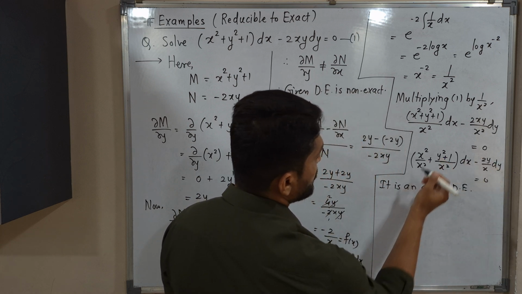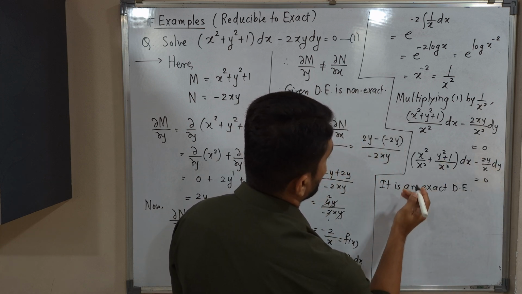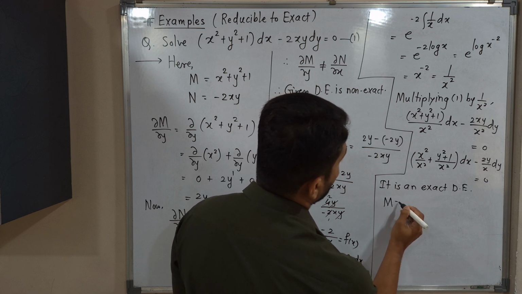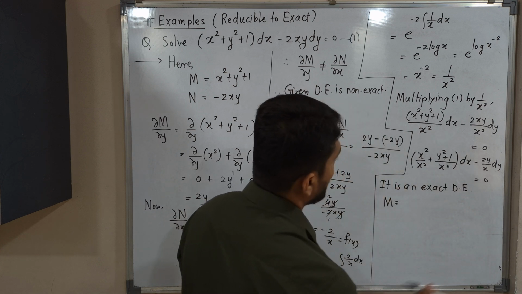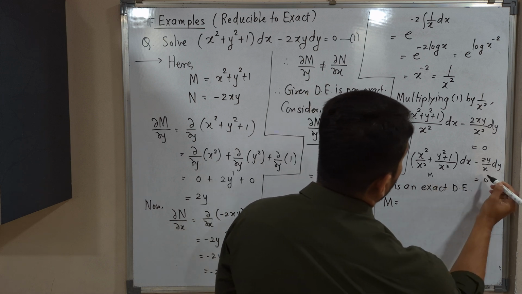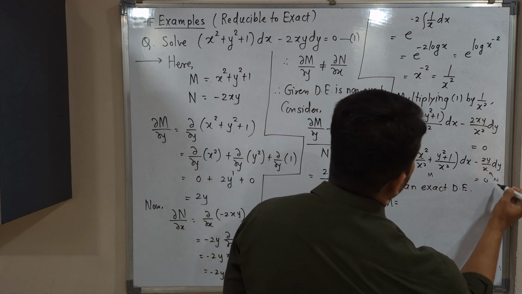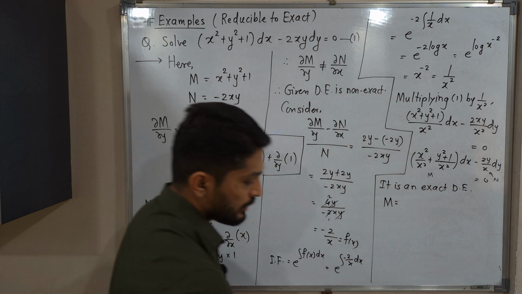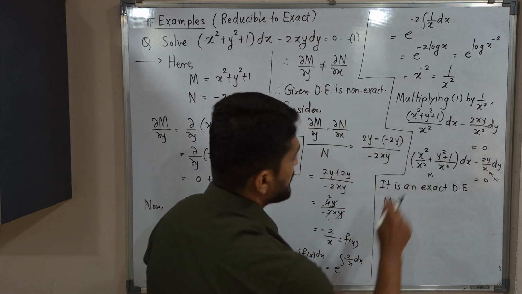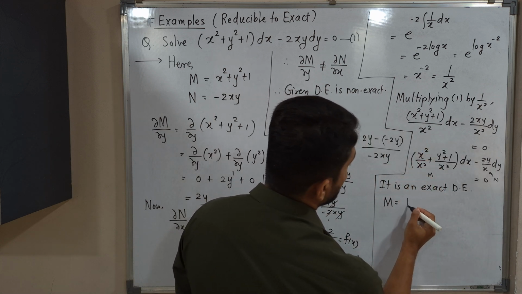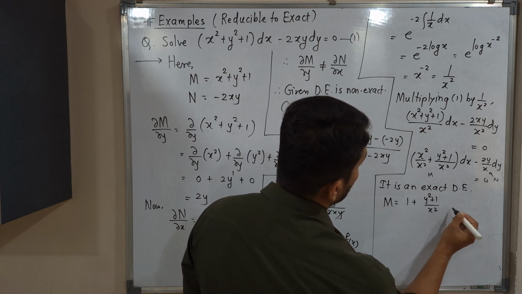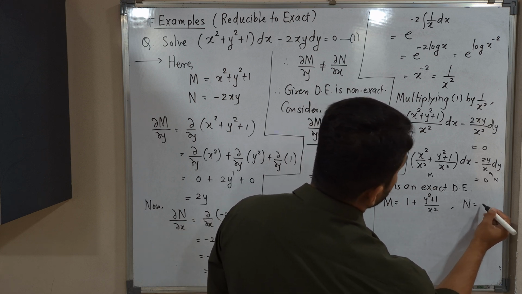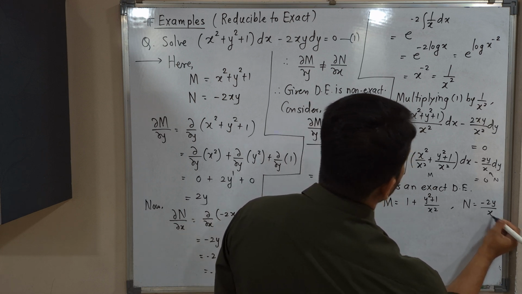Okay, so here also x square we can cancel. So what is my M? The multiple of dx, this is my new M, and this is my new N. So this is an exact differential equation. What is my new M? x square upon x square we can cancel, so 1 plus y square plus 1 by x square. And what is my N? It is minus 2y by x.